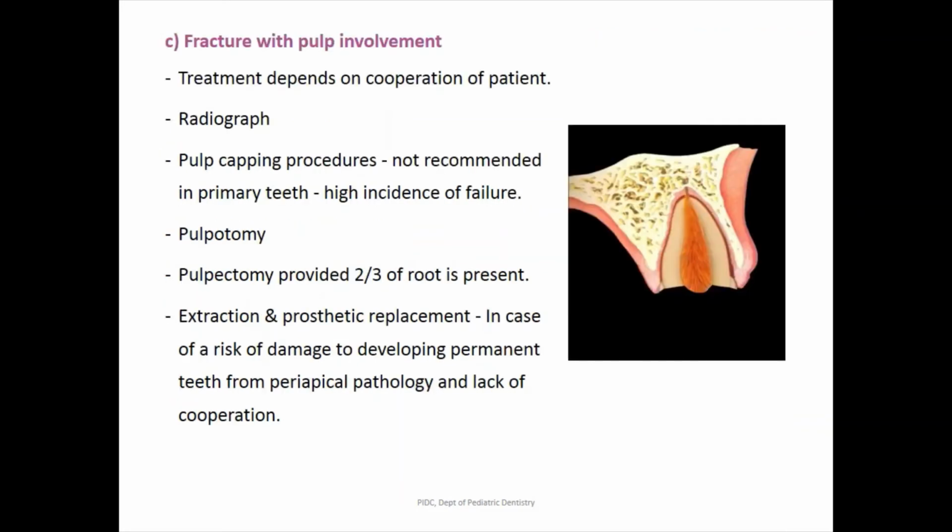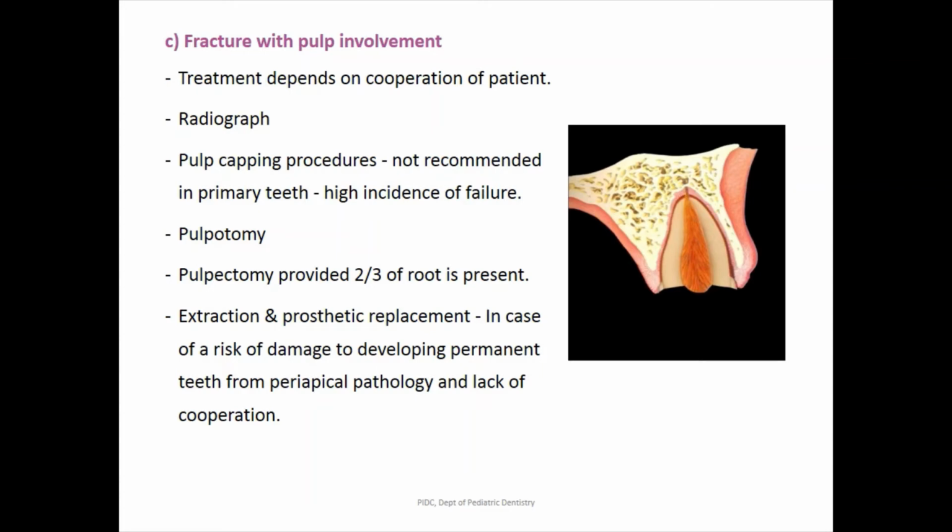If the fracture fragment is involving the pulp, as you can see here, with pulpal exposure, the treatment largely depends upon patient cooperation. We need to take a radiograph first to see if it is only involving the coronal part and not the radicular portion. Once we take a radiograph and there is no radicular involvement, pulp capping is not indicated in primary teeth because of the high incidence of failure. So the next treatment that can be done is pulpotomy or pulpectomy.